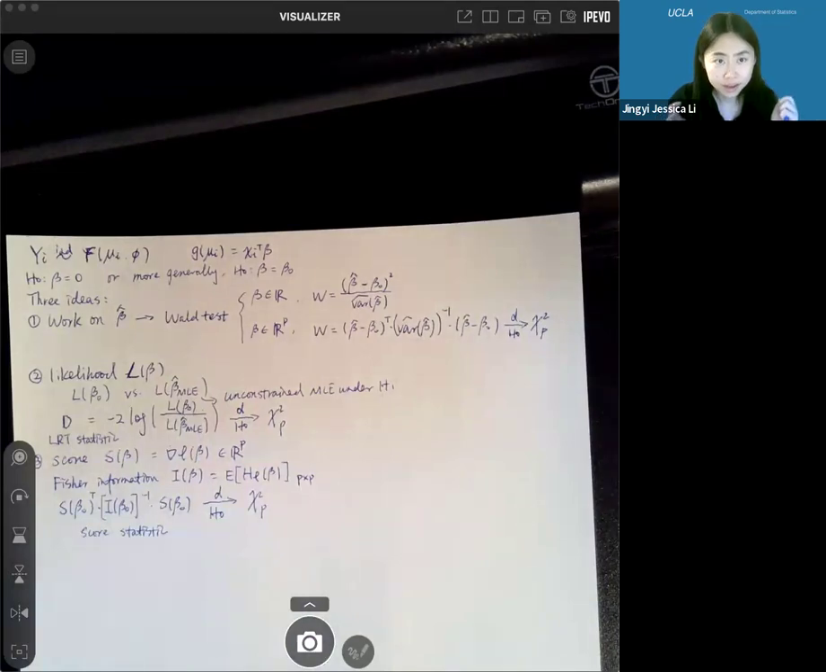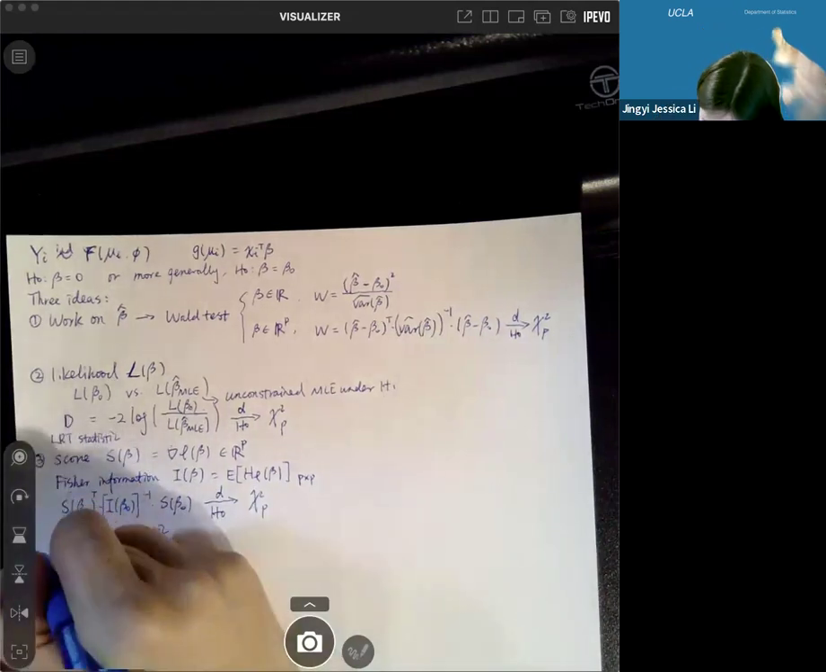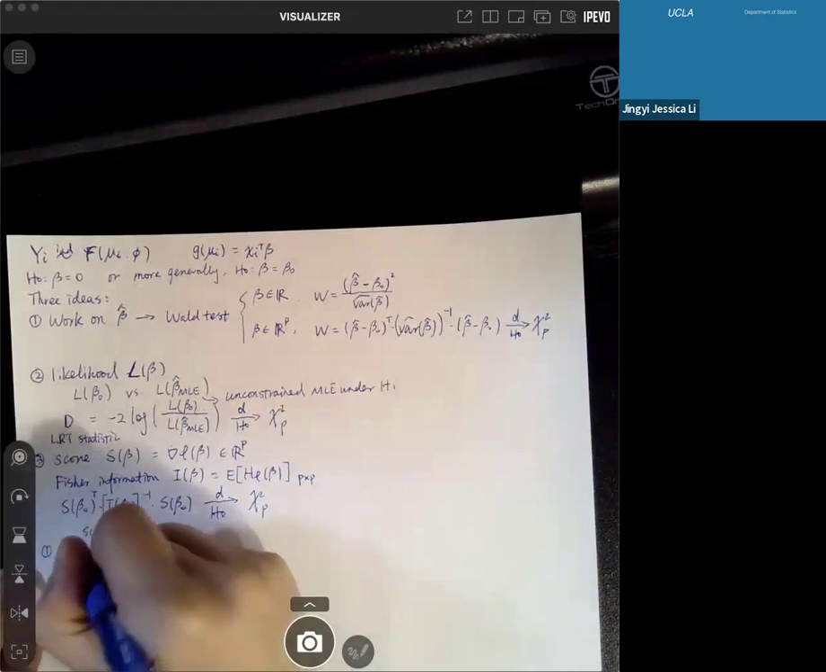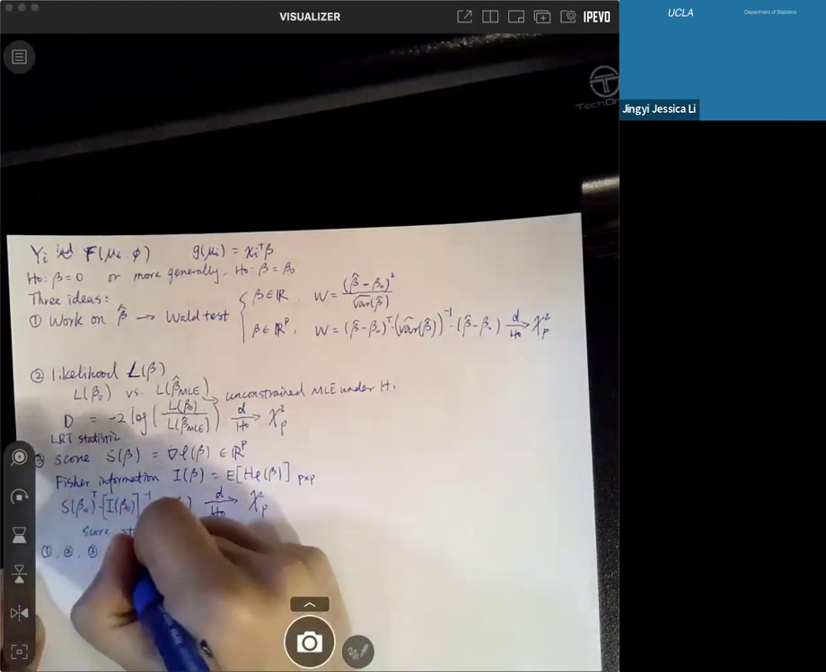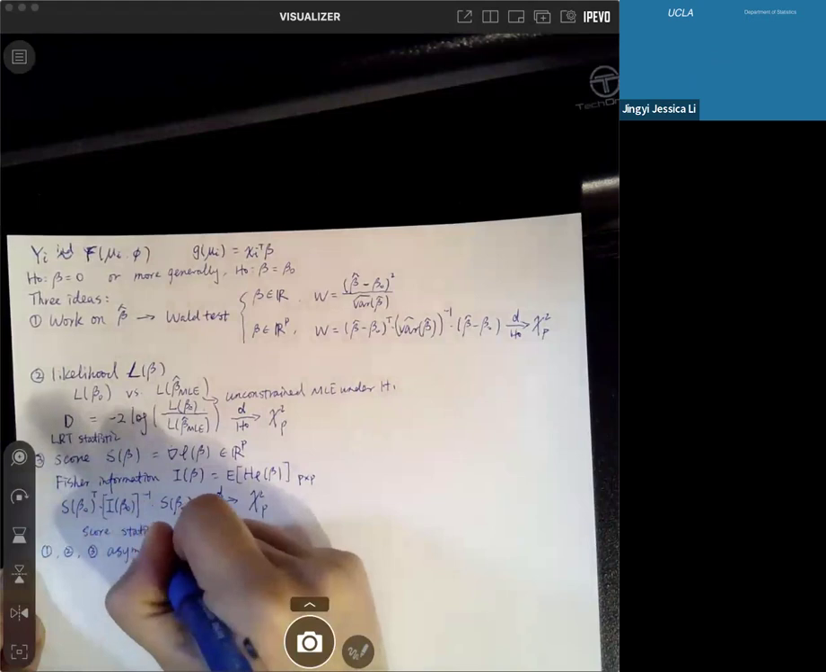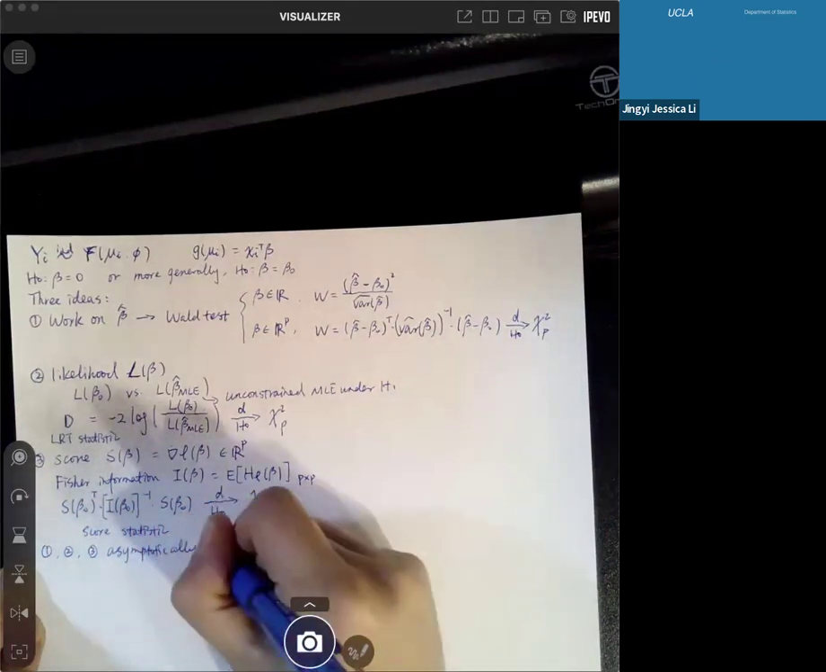But the good thing about them is that they are shown to be asymptotically equivalent to each other, which means that if you have a very large sample size, then it doesn't matter which one you choose. They follow the same null distribution and you will reach the same rejection decision. So, 1, 2, 3 are asymptotically equivalent.